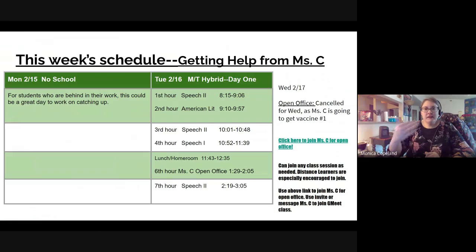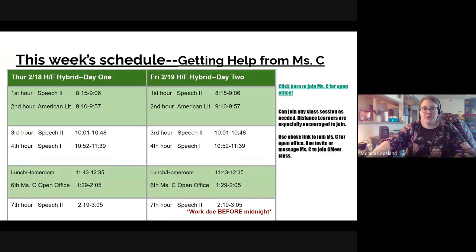So here's this week's schedule. I'm going to have office hours today, Thursday and Friday like normal, 6 hour. Wednesday's a little bit different. I won't have office hours Wednesday for a very good reason. I get to go get my first vaccine. So that's good. I get to be with you sooner then. So that's Wednesday. As always, your work is due before midnight on Friday. Several of you are missing either the first assignment or the second or both. So get those in.